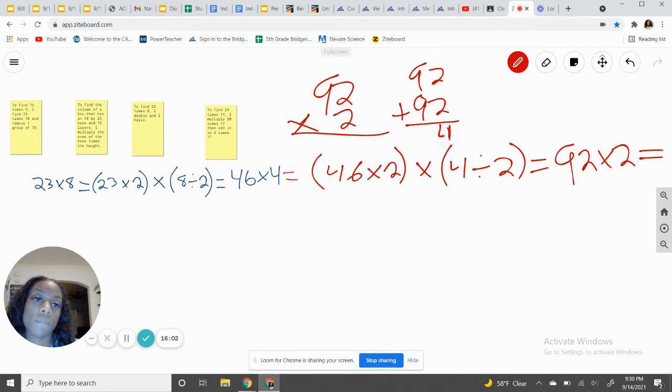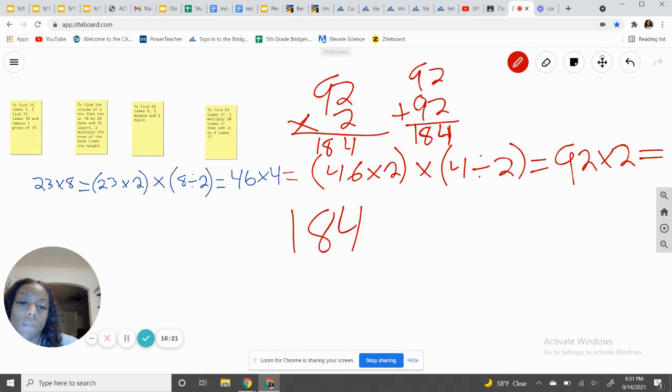2 plus 2 is 4. 9 plus 9 is 18. 2 times 2 is 4. 9 times 2 is 18. So the answer is 184. That means on your test for problems like these, I need to see you work it from what they said, which is to find 23 times 8.